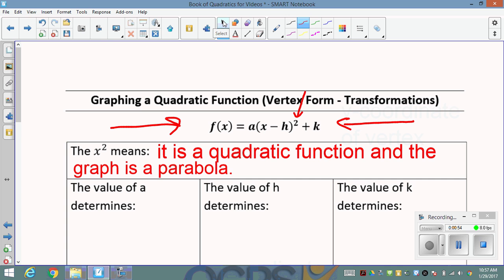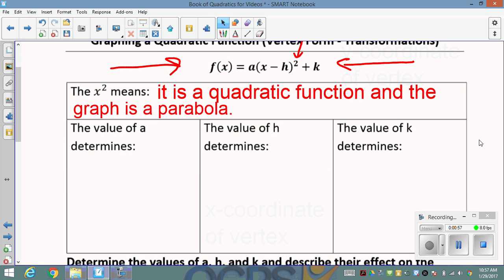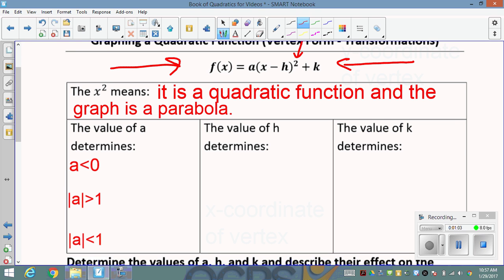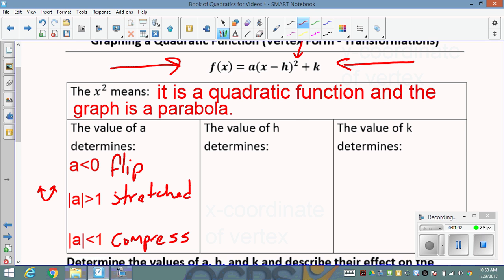Now our a, h, and k each have a different effect on our graph. The value of a depends on our sign and how big it is. If it's negative, that means that the graph is going to be flipped, or reflected would be a more precise way of saying it. If it's greater than 1, then it's going to be stretched, which actually means it's going to be skinnier than your parent function. And if it's less than 1, it's going to be compressed, which means it's going to be fatter than your parent function.